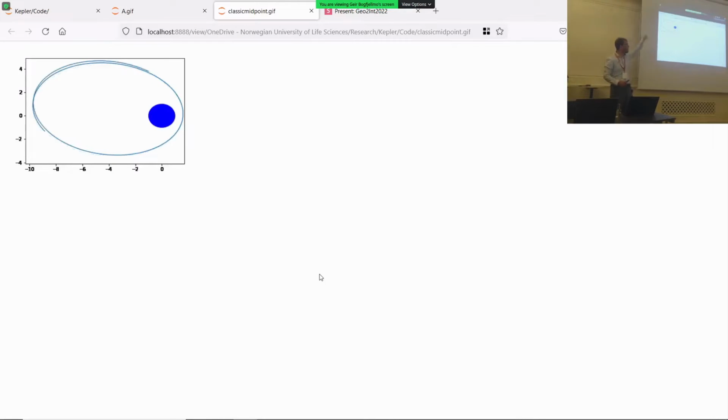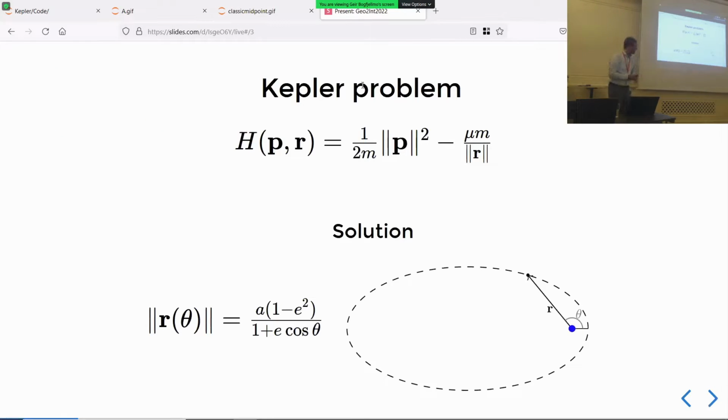It's going to slowly rotate the orientation of the ellipse. So what's going on there? It's not perfectly captured. Of course, this structure is not perfectly captured by symplectic methods. But on the other hand, we know the solution exactly. So why are we bothering about applying numerical methods to it at all?